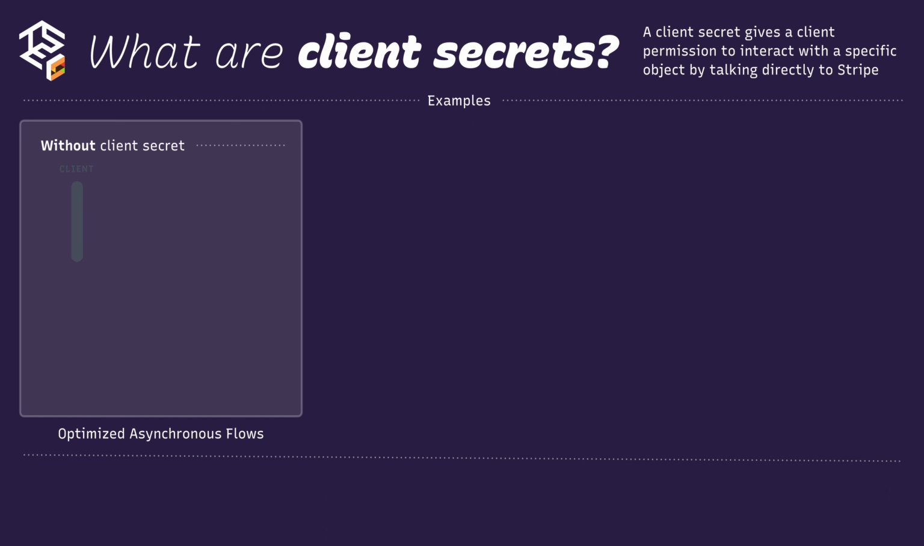Without a client secret, almost everything the client does that involves Stripe would need to be relayed through a server integration. The client would make a request, the server uses its secret API key to talk to Stripe, Stripe sends the response to the server, and finally the server relays the information back to the client. That's a lot of steps, and this would have to happen every time the client needs to talk to Stripe.